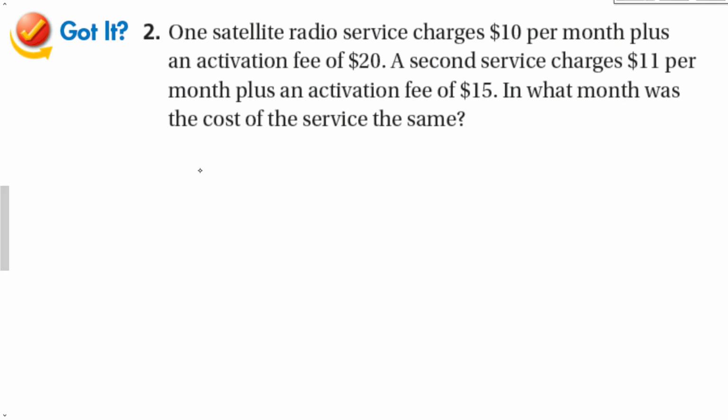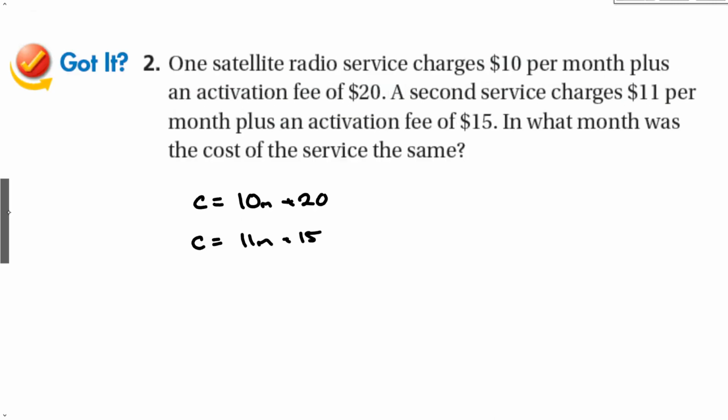So my equation is going to look like the cost is going to be $10 per month plus 20 bucks. And the cost for my other one is going to be $11 per month plus $15. Okay, so I can pretty easily, let's grab this graph.